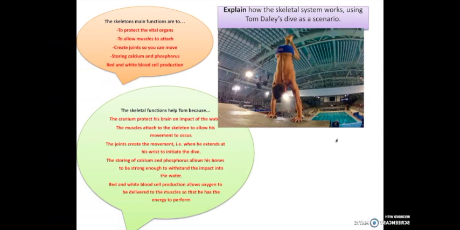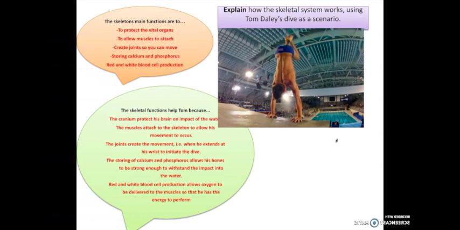So he's diving from quite a big height. It might be a 5 metre or 10 metre platform, and he's going to hit the water. A lot of the time he'll be going in head first. So the first thing we looked at was protect the vital organs, and his cranium is going to be super important in this scenario because it's protecting his brain from the impact into the water.